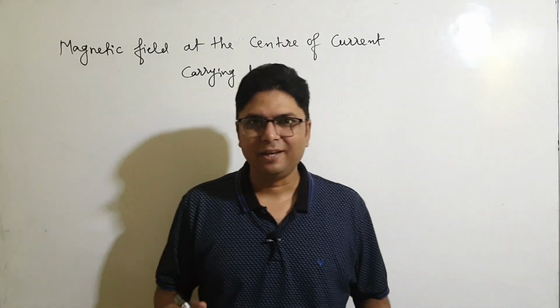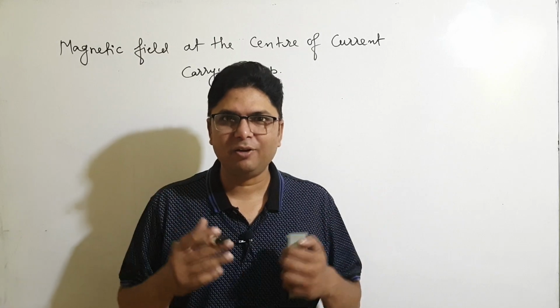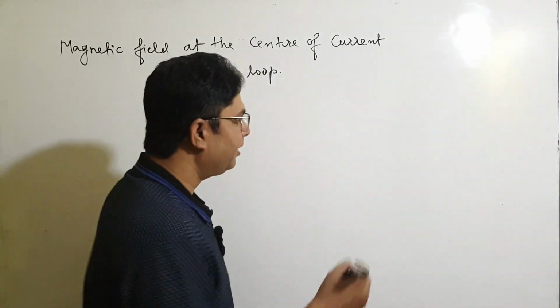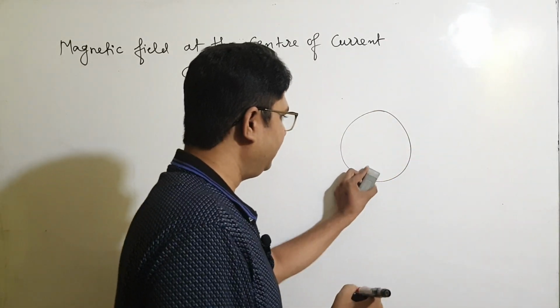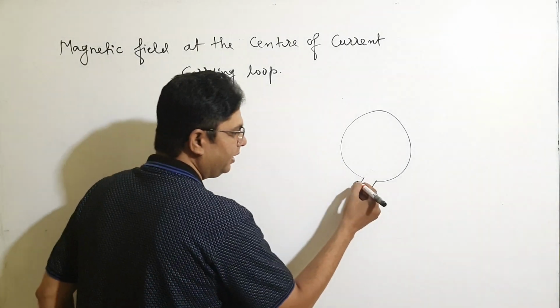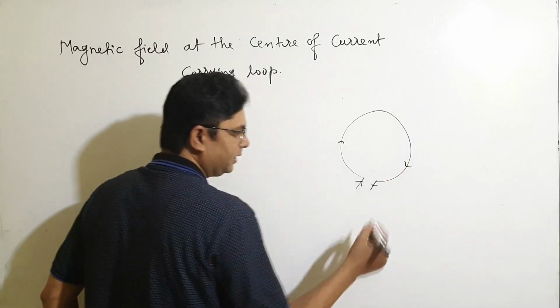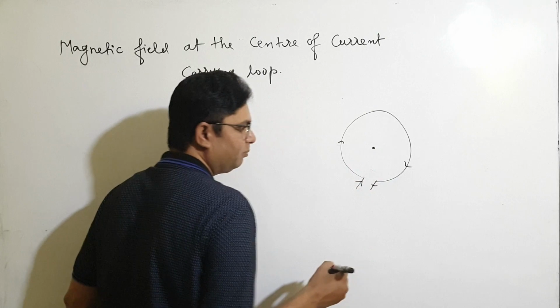Hello friends, let's learn what will be the magnetic field at the center of a current carrying loop. For this, we are taking here a current carrying loop. This is a loop. Let us have a cut here and this is the connecting wire. So current enters from this end, it rotates and it goes out from this end. Then what will be the magnetic field at the center point?